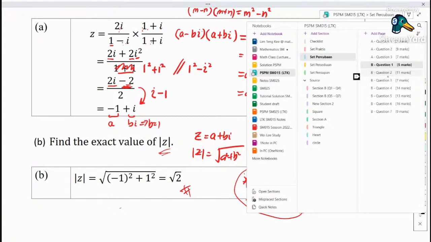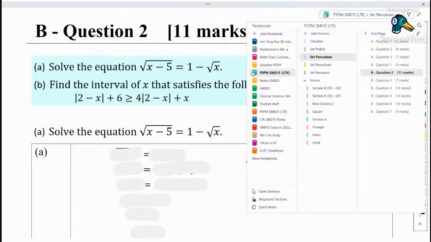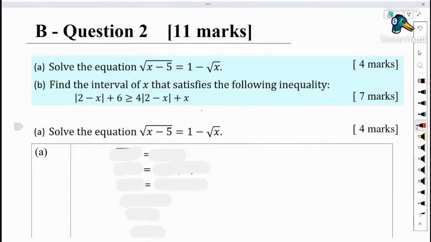Next, question number 2 in section B, 11 marks, related to chapter 2. In chapter 2 we have equations, we have log and indices, we have equations on log and indices, then we have inequalities, we have absolute value. And let's see what we have in these questions here. In part A, they want us to solve these equations which come with square roots.